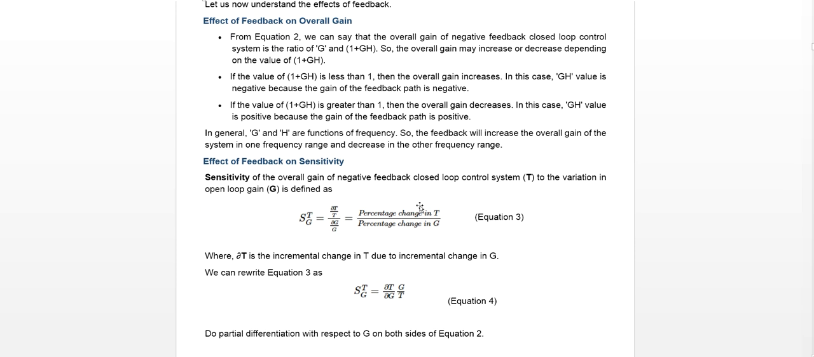So what is the effect of feedback on sensitivity? The sensitivity of the overall gain of the feedback closed loop control system to the variation in the open loop gain is defined as the percentage change in T, the transfer function, divided by the percentage change in G. So we have ΔT over T divided by ΔG over G, where ΔT is the incremental change in T due to incremental change in G. Or we can rewrite the formula as the sensitivity equal to ΔT over ΔG multiplied by G over T.